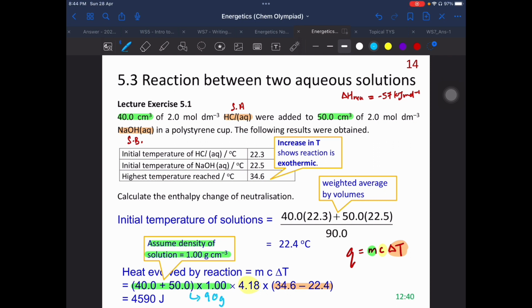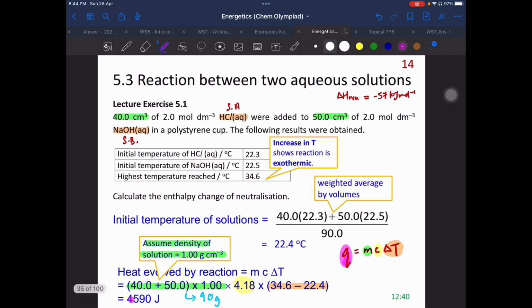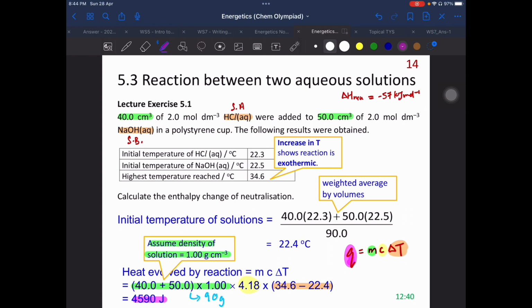Right, so we add all these things together, you calculate, and you end up with your value of Q, which is the heat change that is evolved. Right, so then you end up with this value of 4590 joules. Now this is the value of heat change. This is not enthalpy change, right? Because enthalpy change is actually equivalent to heat change divided by the mole, right? The mole of the reaction, whether there's a limiting reactant and whatnot.